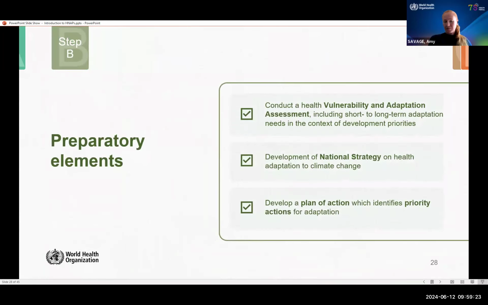So that was step A. Step B, now that we understand what evidence is out there and we have identified any gaps, we see if we need to build that evidence base.